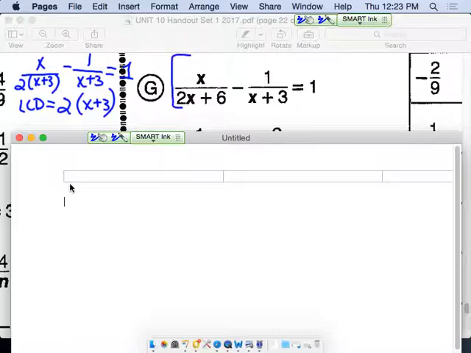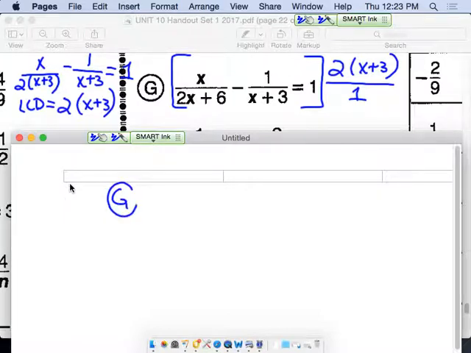Now to use the LCD method on this, I have 2 times x plus 3 over 1, and I do the same process that I just did in the other column. It's easy to see that in G, when I multiply the first, what remains is just the numerator of x, because this particular ratio already had the common denominator. Moving on across, I can see that x plus 3 is already a factor here. If I were to multiply these, the x plus 3 binomials would divide away, and I would simply be left with 2 times 1. So that's going to be minus 2.